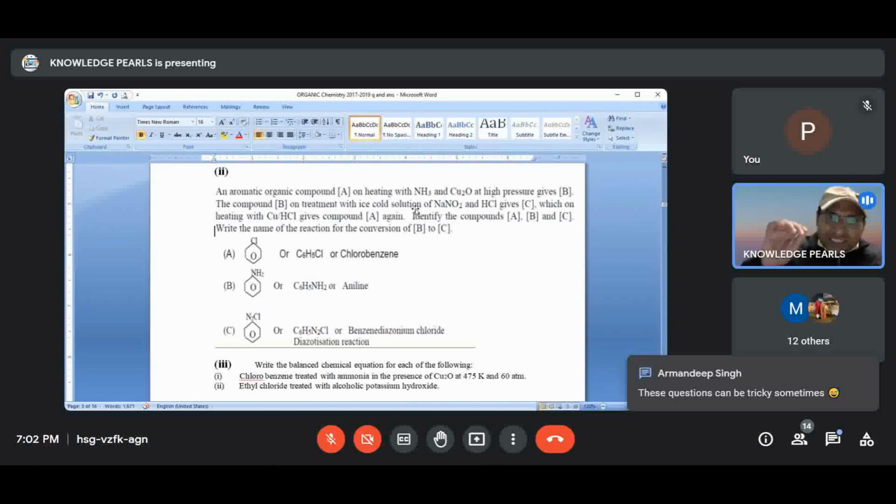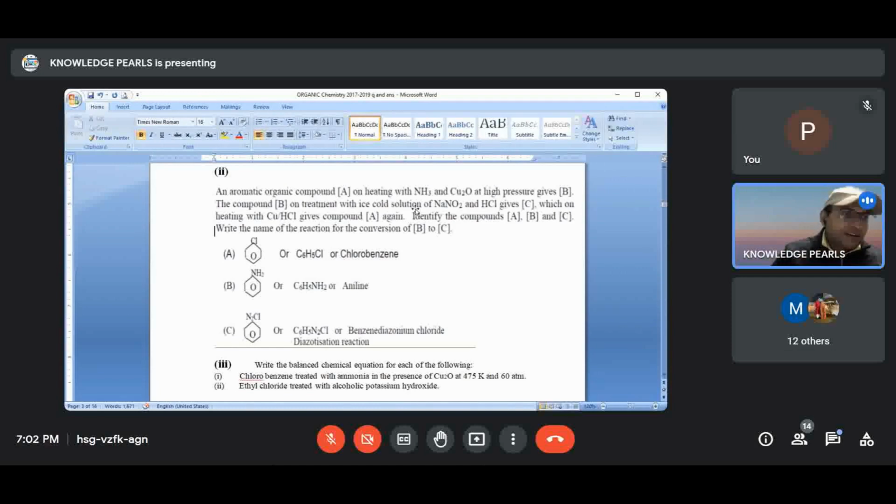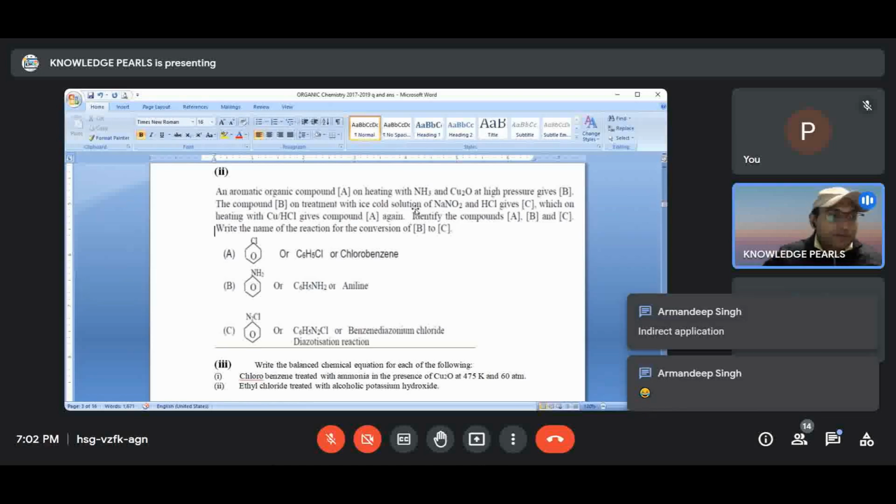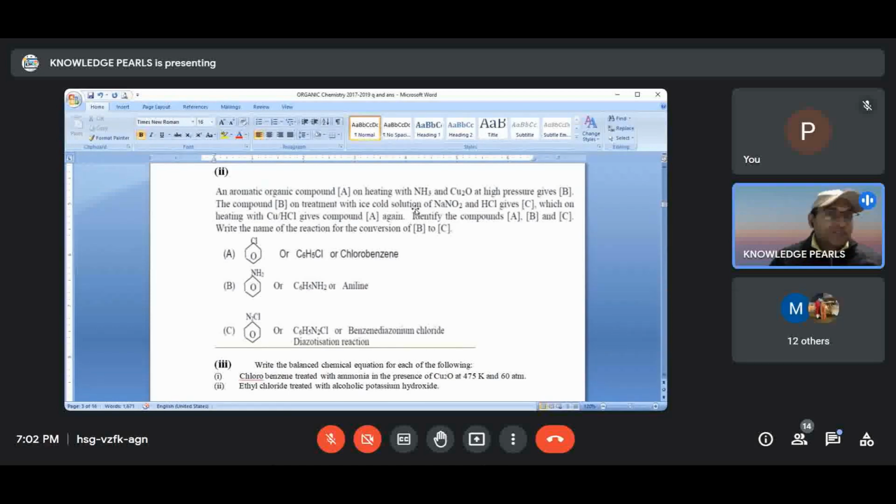Gives C, and C on treatment with copper HCl. Sandmeyer reaction. So here the Sandmeyer reactions are hiding behind this A, B, C. Just as you are hiding behind the cameras, not coming forward, similarly the question A, B, C is also hiding. Identify the compounds A, B, C, write the names of the reactions and the conversions involved.